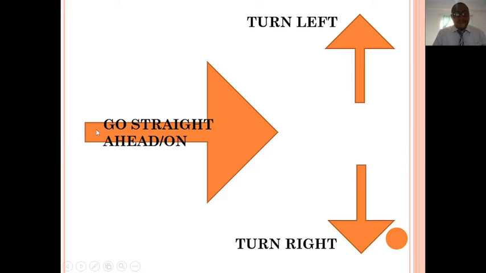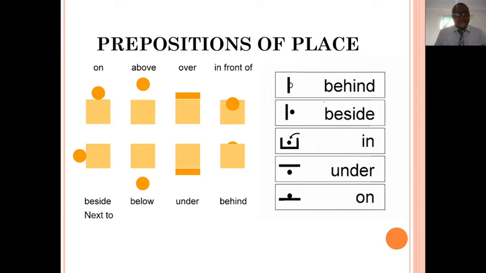So one more time, go straight ahead or on. Number 2 is turn left. And number 3 is turn right. So these are the three words that we are going to use in our lesson for today. Now, before we go on, I want us to first of all look at the prepositions of place. The prepositions of place are very important if we are talking about directions.